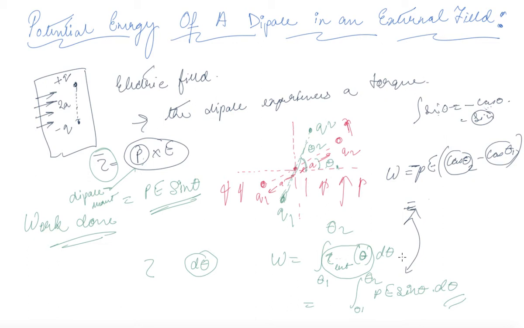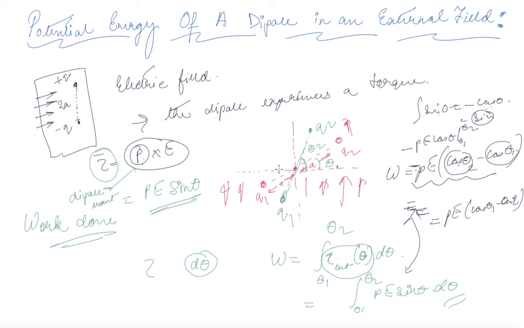In your book you have been given this particular formula straight away, but if you look at it one step at a time, it is easier to understand. Integration of sine theta gives minus PE cos theta, evaluated from theta 1 to theta 2, which becomes theta 2 minus theta 1. Now taking the minus inside, you have PE times cos theta 1 minus cos theta 2. So this is what you can understand.